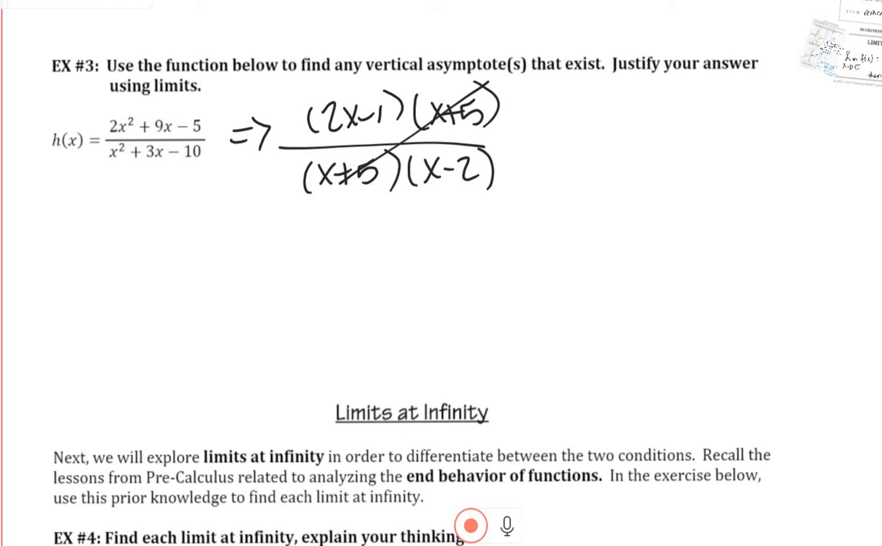So remember, your x plus 5 is going to be your location of a hole. So we know we're going to have a hole at negative 5. What I'm left with right now is 2x minus 1 over x minus 2. So I know that there's going to be a vertical asymptote at x equals 2. So the question is, what is happening at x equals 2, or what is the limit as x approaches 2?